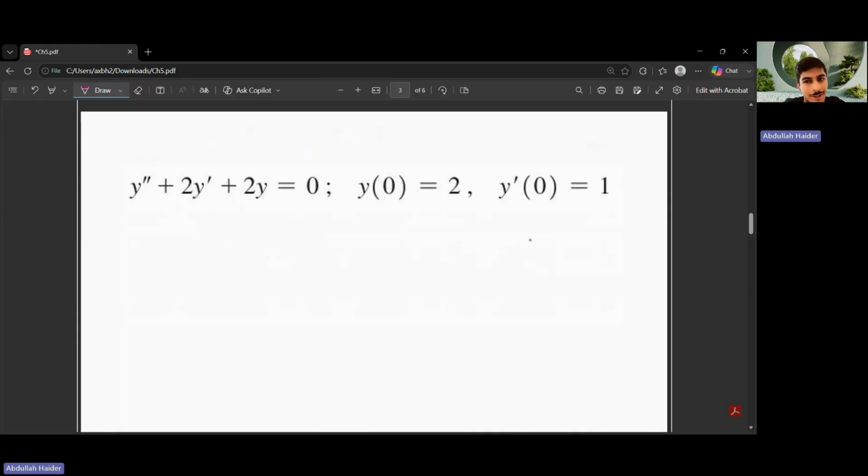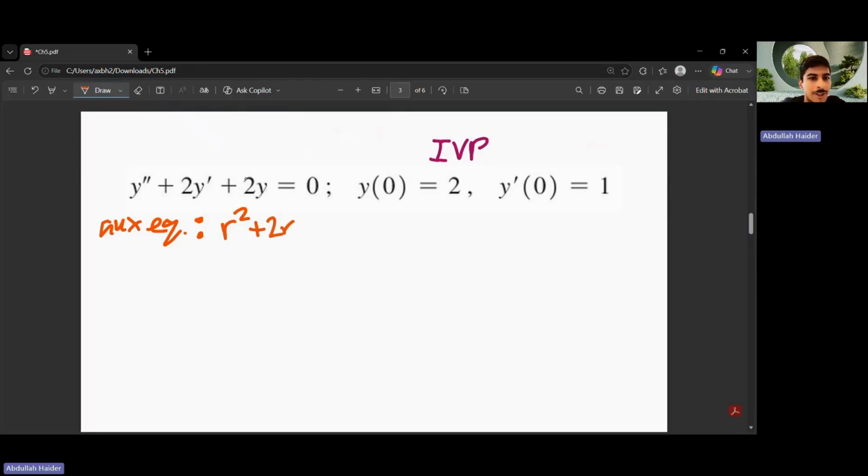And now we have an initial value problem. This is an initial value problem. y(0) is equal to 2 and y prime (0) is equal to 1. So first, we always find the auxiliary equation. The auxiliary equation for this will be r squared plus 2r, with the y you always take the coefficient, and equate it to 0. Now you find the roots. You find r1 and r2.